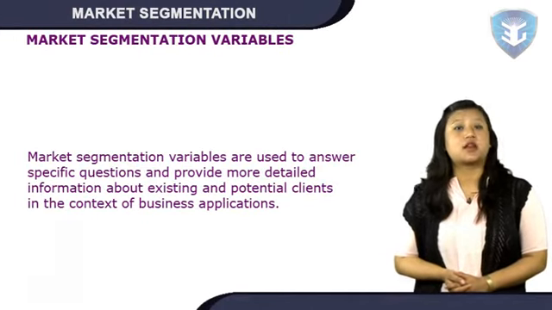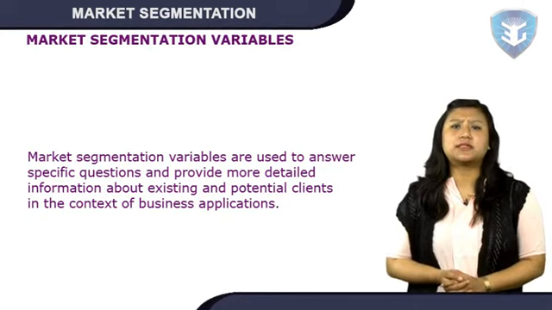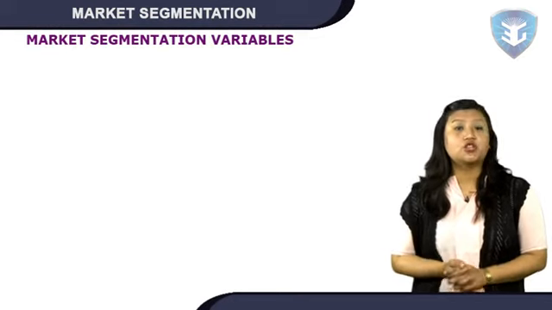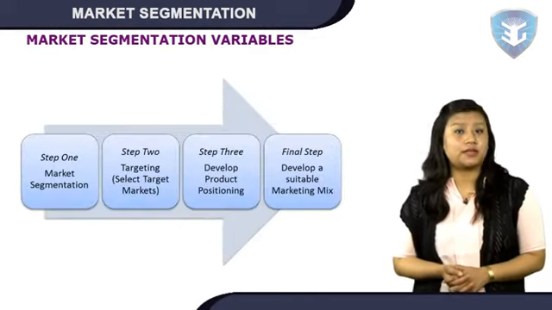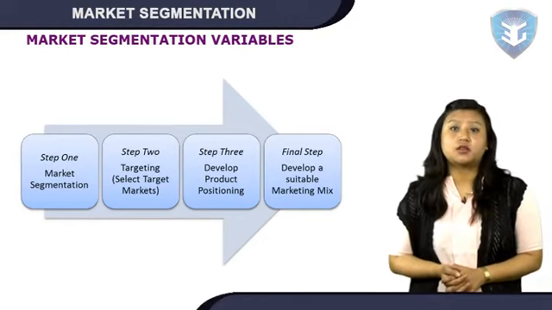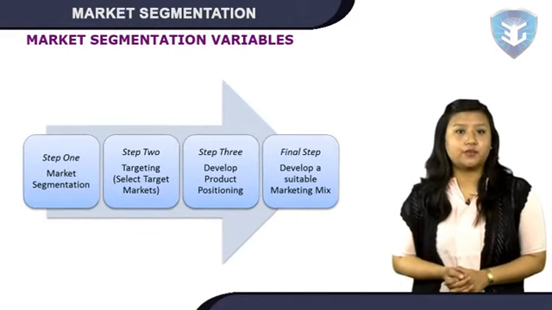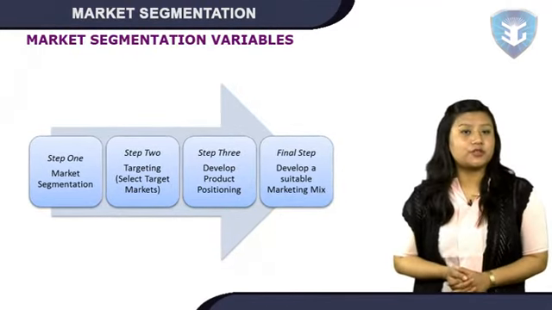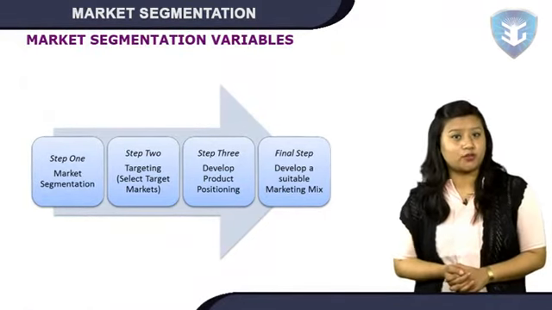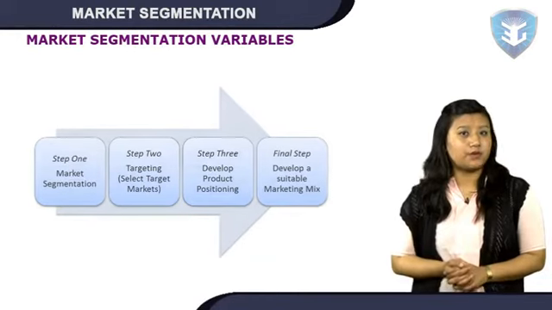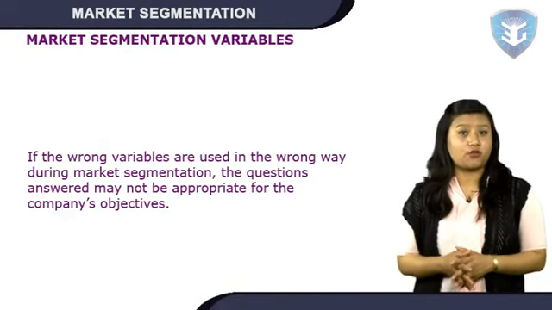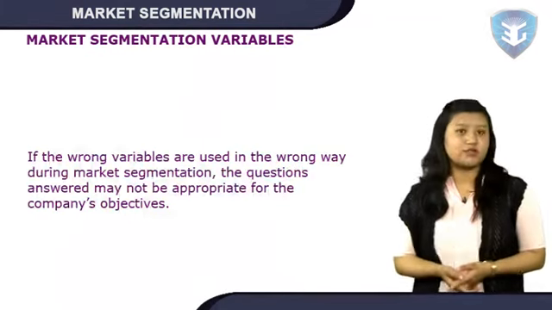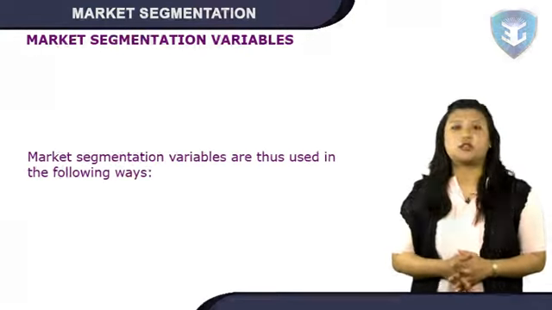Market segmentation variables are used to answer specific questions and provide more detailed information about existing and potential clients in the context of business applications. To use the variable correctly, proper statistical methods and data collection techniques should be used so as to not disproportionately gather information, incorrectly collect that information, or haphazardly analyze and utilize it. A good segmentation variable addresses the budget, product, brand equity, revenue goals, and other important aspects of business operations. If the wrong variables are used in the wrong way during market segmentation, the questions answered may not be appropriate for the company's objectives. Market segmentation variables are thus used in the following ways.